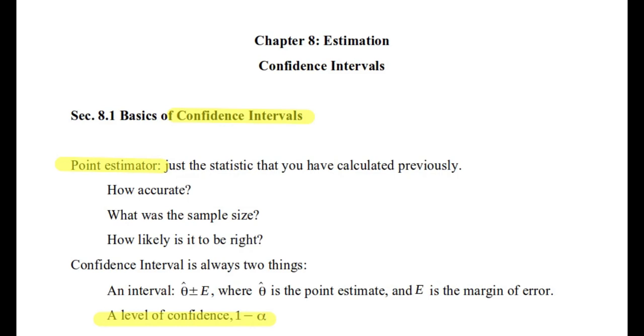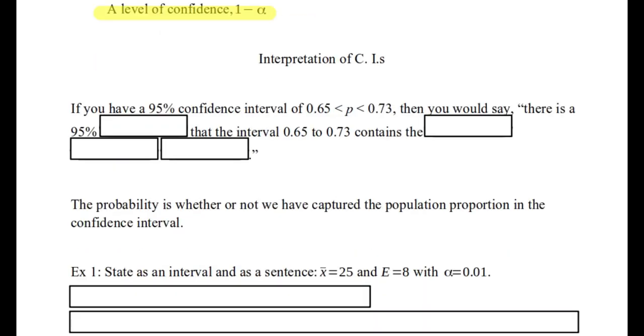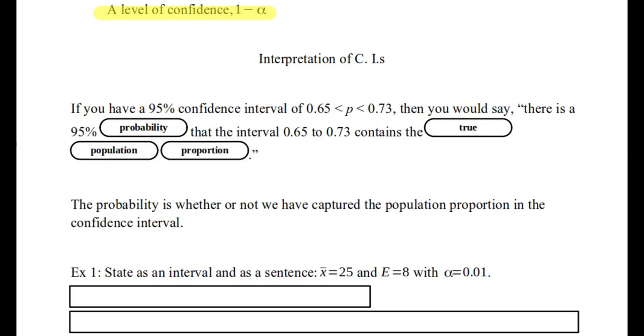If someone tells you a confidence interval, you might ask yourself, well, what does that mean? For example, suppose that someone told you that you have a 95% confidence interval of 0.65 less than p less than 0.73. So then what we'd say is there's a 95% chance or probability. I'm just going to say probability at this point, but later on we're going to just start saying chance, that the interval 0.65 to 0.73 contains the population parameter, or the population proportion.